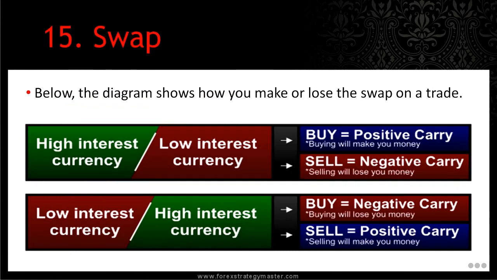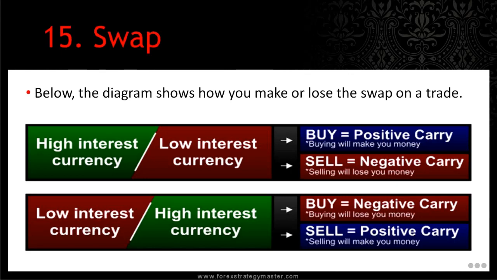Now below, the diagram shows how you make or lose the swap on a trade. Now you've got the high interest currency as the base currency and the low interest currency as the quote currency. If you're buying, you are in a positive carry. This means that you'll be making money on the swap. And if you're selling, this is a negative carry. It means you'll be losing money on the swap.